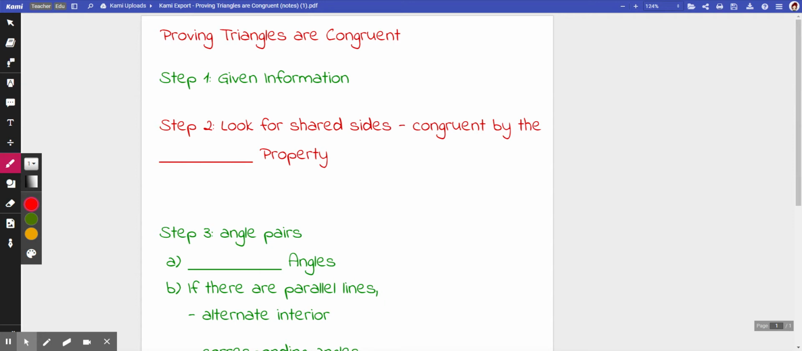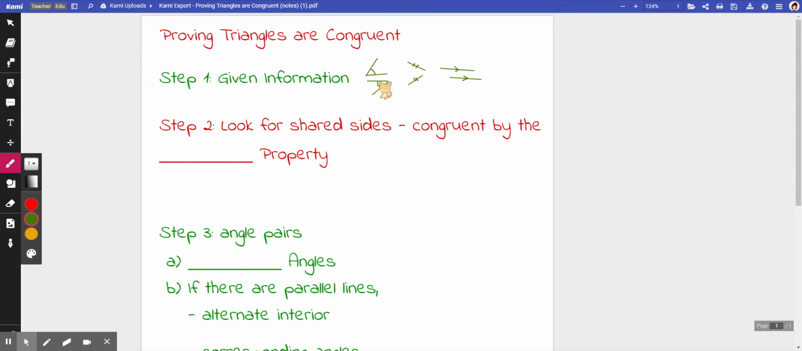I want to go over some notes on how to prove that two triangles are congruent. So your first step is always you're given information. Most of the time that's going to be given as text. You'll have a little line that says given and it'll have some statements that you're allowed to just immediately write into your proof. But sometimes there will be things marked in your diagram that aren't necessarily stated.